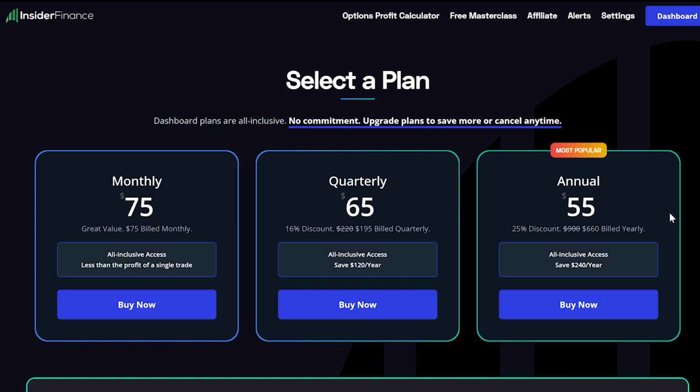With the annual plan, that comes out to about $660 per year, which is pretty inexpensive for an options flow tool like this. It's worth noting there isn't a free plan for Insider Finance itself, but you can use that options profit calculator that I showed you for free, which is also really nice, especially since there are other free options profit calculators out there. It's cool that Insider Finance has one of the best ones and it's free.